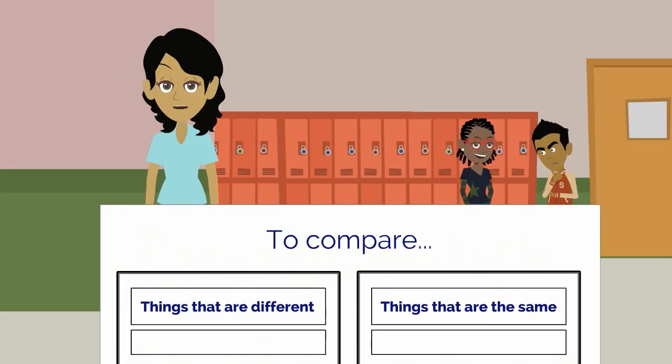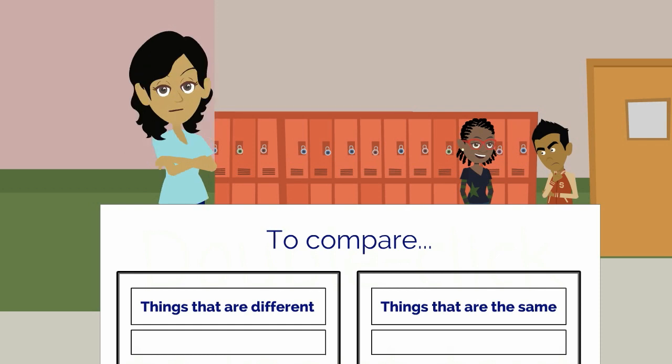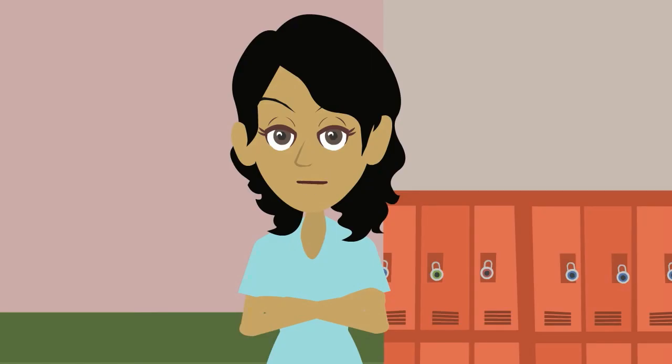In the chart below, write the phrases to compare nouns or adjectives that are different. Which phrase would you use to compare something that is more than or bigger? Which phrase would you use to compare something that is less than or smaller? Now let's see what we use when we want to compare adjectives that are the same.